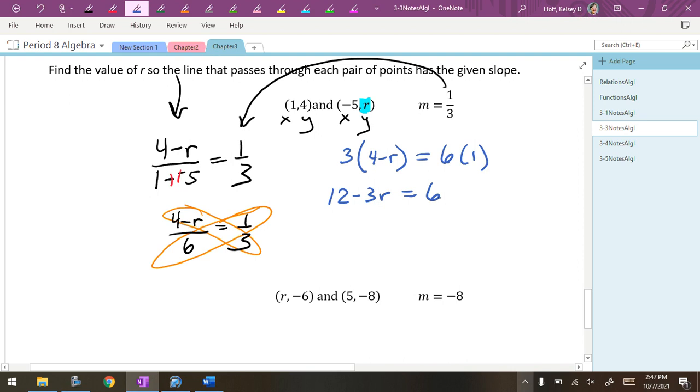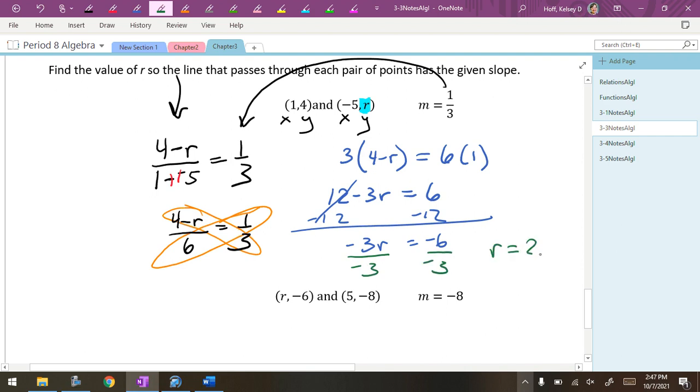There's not a, what do you mean plus r? Now what do you want to do? Subtract 12. What do I have left? What's on your left? -3r. Then divide by -3. r would equal 2.